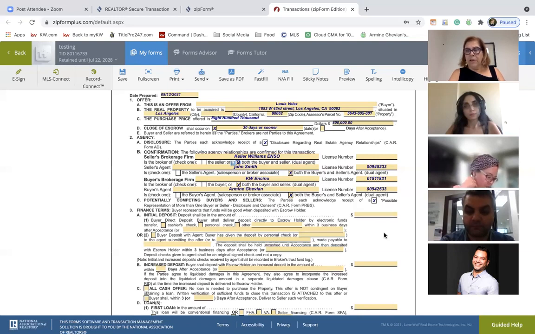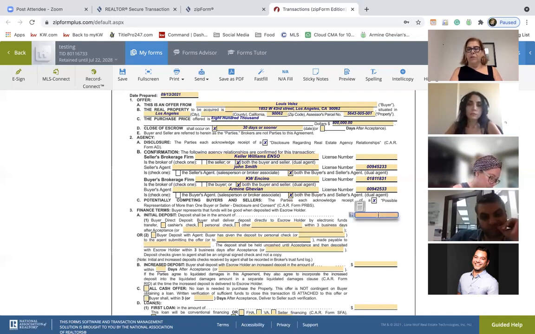CAR is coming up with a new purchase contract. And if you go to CAR, you will see that they have classes. So sign up for these classes and be familiar. As of January 1st, you're going to go ahead and use those purchase contracts. But the foundation, I bet it's similar to this, okay? So now let me ask you this. Initial deposit. Purchase price is $800,000. What goes here? What number? 24. Which is what? 3%. Okay. So 24,000 is the initial.